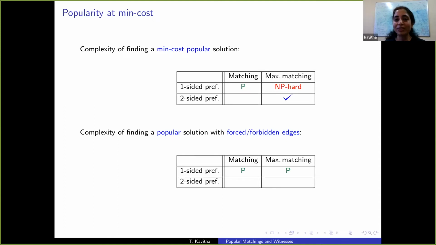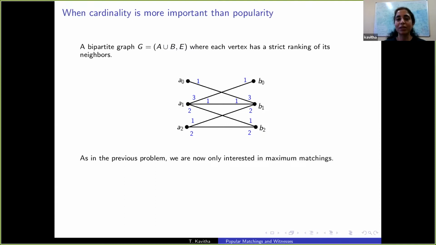So let's go back to two-sided preferences and ask the question, what is the complexity of finding a min cost popular maximum matching with two-sided preferences? We've not even defined this problem. Here we're given a bipartite graph, and back to the starting model, every vertex has a strict ranking of its neighbors. So this is the stable matching model. However, we're interested only in maximum matchings.